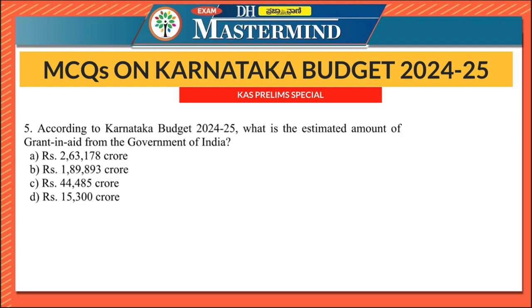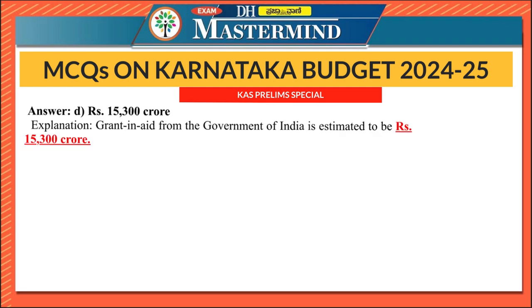According to Karnataka Budget 2024-25, what is the estimated amount of grant in aid from the Government of India? 2,63,178 crore, 1,89,893 crore, 44,485 crore, 15,300 crore. So now the correct answer is option D, 15,300 crore. So Karnataka is getting 15,300 crore as grant in aid. So grant in aid from the government of India to Karnataka is estimated to be rupees 15,300 crore.